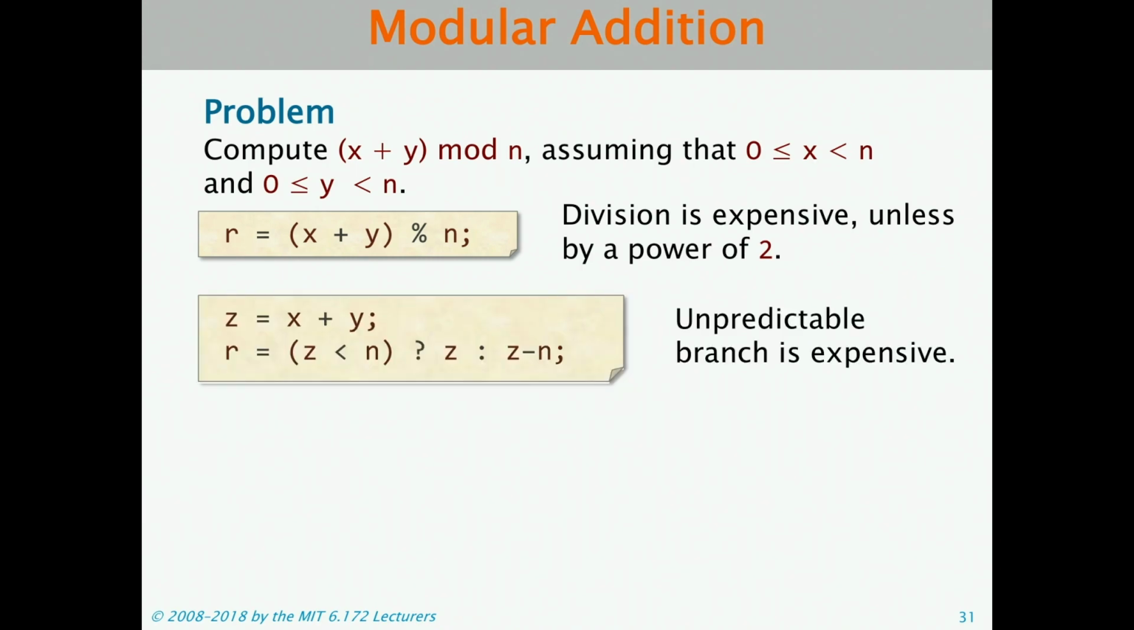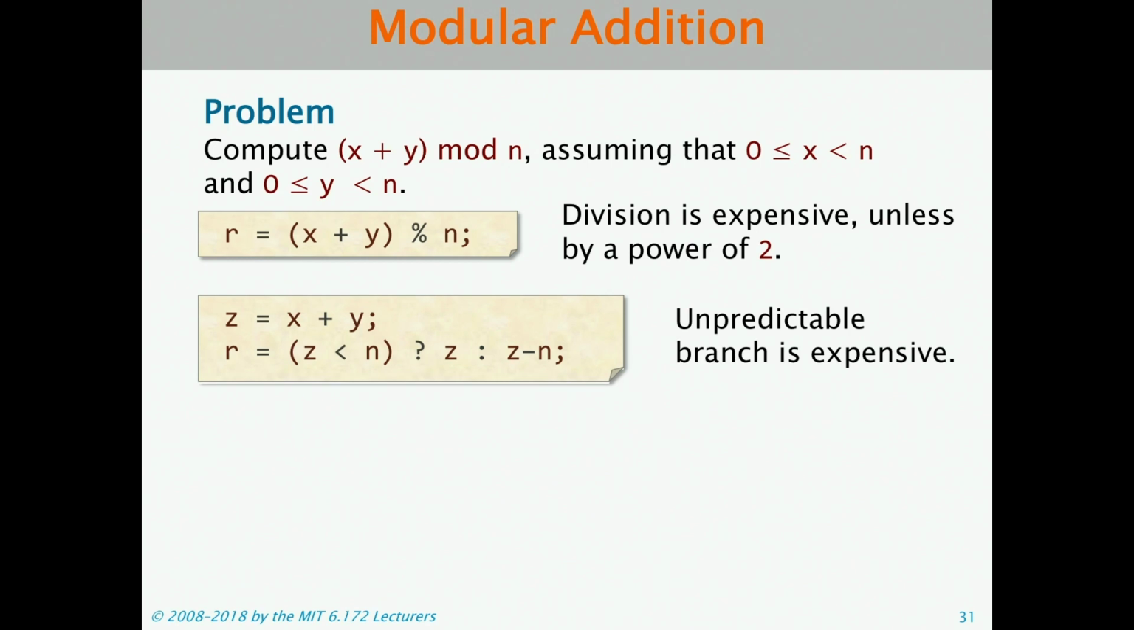So here's another way to do it without using division. We're first going to set z equal to the sum of x and y. And then if z is less than n, then it's already within the range, and we can just return z. If z is greater than or equal to n, we know it can be at most 2n minus 2, because x and y were both at most n minus 1. So all we have to do is subtract n and bring it back into range.